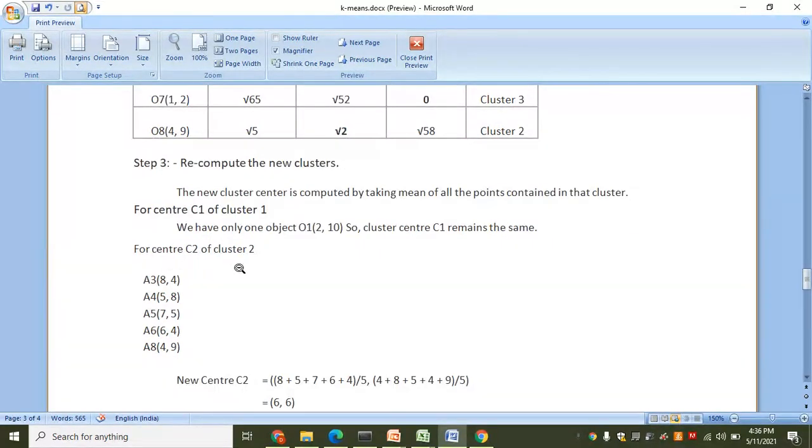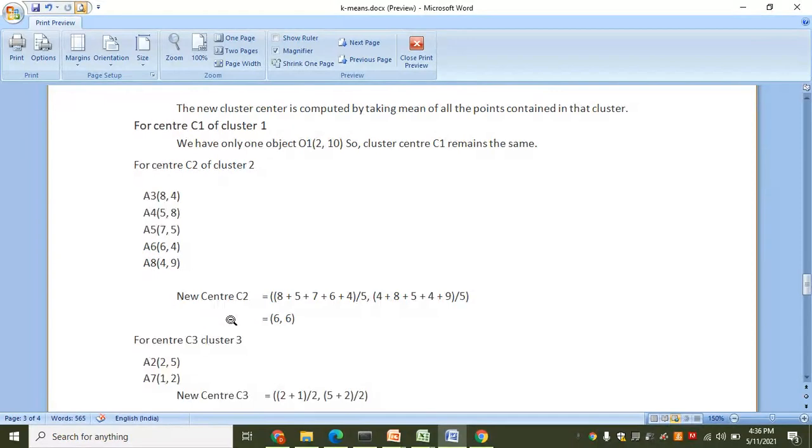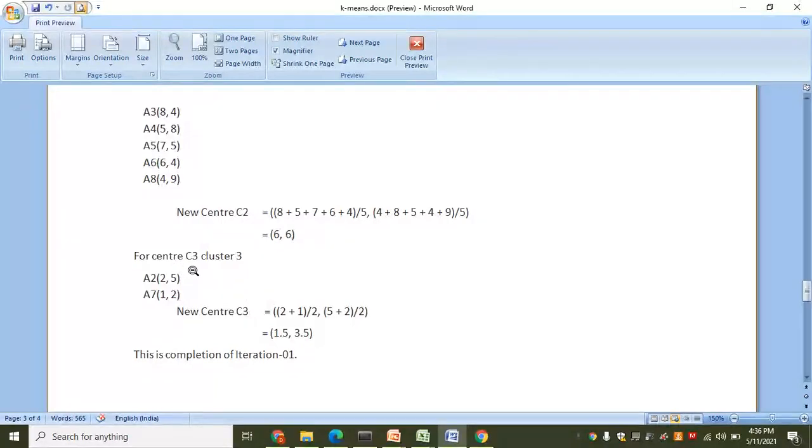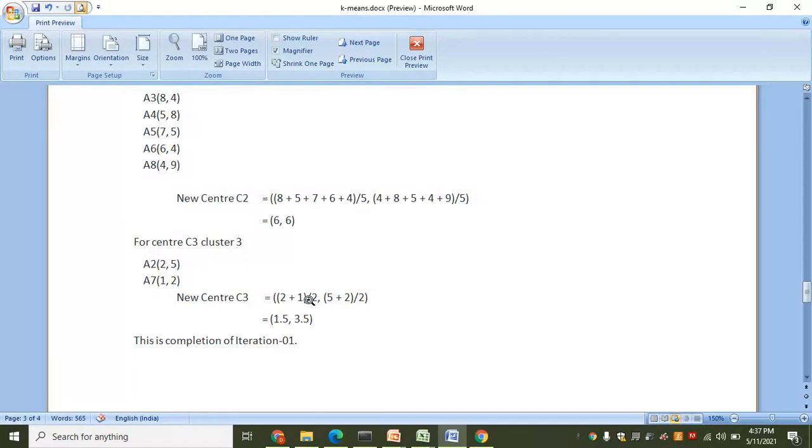For center C2 of cluster 2, this is not A3, A4, A5, A6, A8; this is O3, O4, O5, O6, and O8. So for center C2 of cluster 2, we have these 5 data points. We are going to take the mean of these 5 data points, which will become the new centroid for the cluster C2. Similarly, for C3, we have 2 data points, O2 and O7. We are going to take the mean, which will be the new centroid for the cluster C3. This is one iteration. Similarly, we need to go on for more iterations.